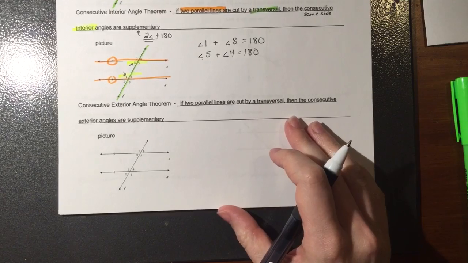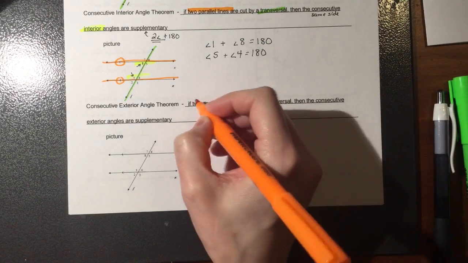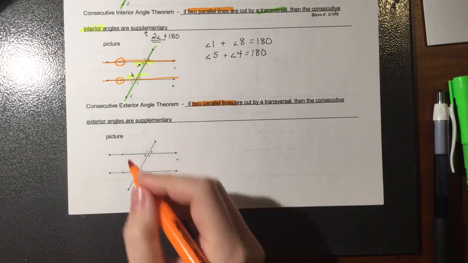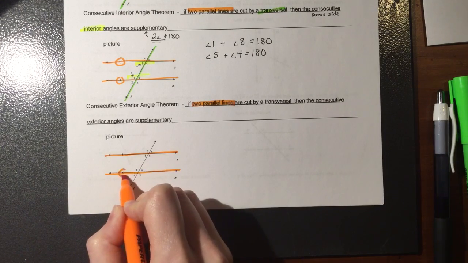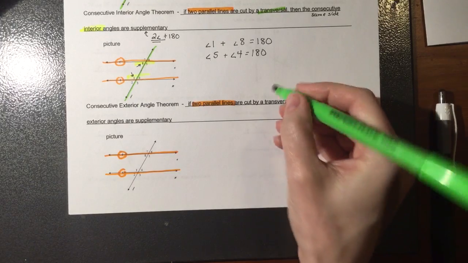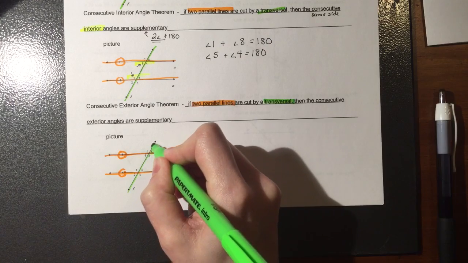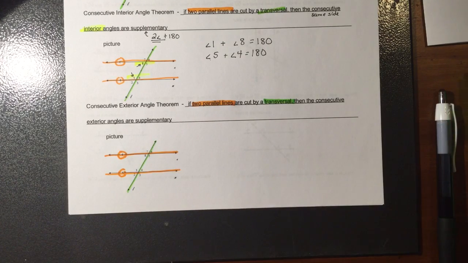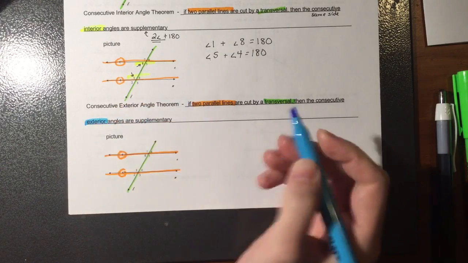Well, if we can do consecutive interior, we can do consecutive exterior angles. So again, we have to have two parallel lines. If we don't have two parallel lines, this isn't going to work. So there's one line, there's another line, and I'm double checking, yes, they are for sure parallel. And then in addition, they have to be cut by a transversal. There's our transversal right there, and the transversal has to go through at least two different spots. Then the consecutive exterior angles are supplementary.